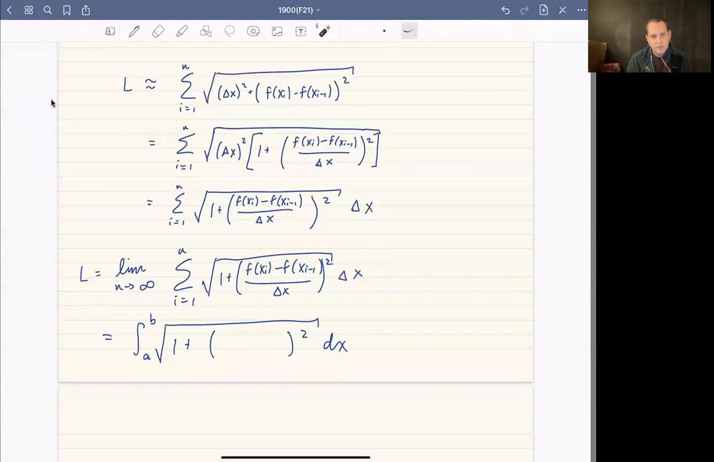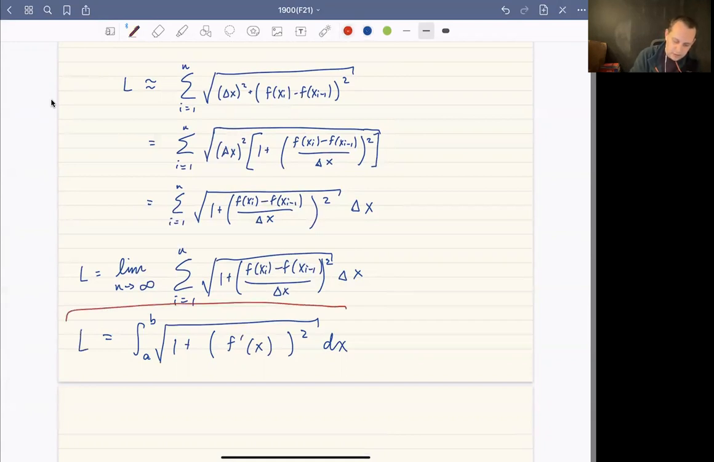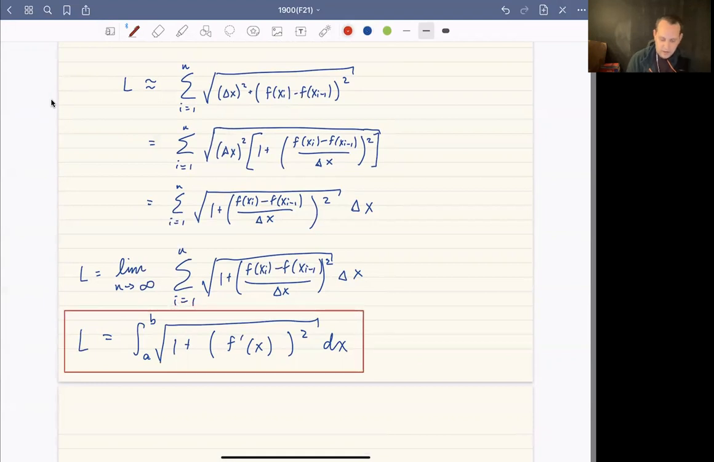This is a difference quotient. And it turns out when delta x goes to 0, delta x is the distance between these two values, this is nothing more than the derivative. Okay, and so this is our arc length formula. So the arc length formula is there. And that's the integral that we're going to have to evaluate over and over and over in section 8.1.